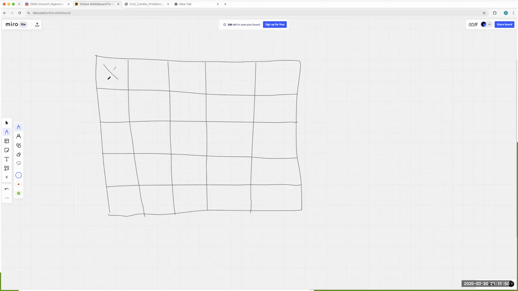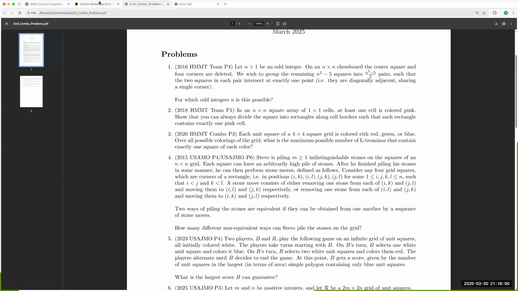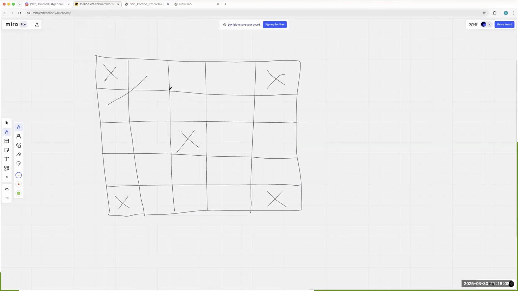And so we know that these are removed. So we know that these corner squares and then the center square are all going to be removed. And what we wish to do is pair up the squares into diagonally adjacent squares like this, right?